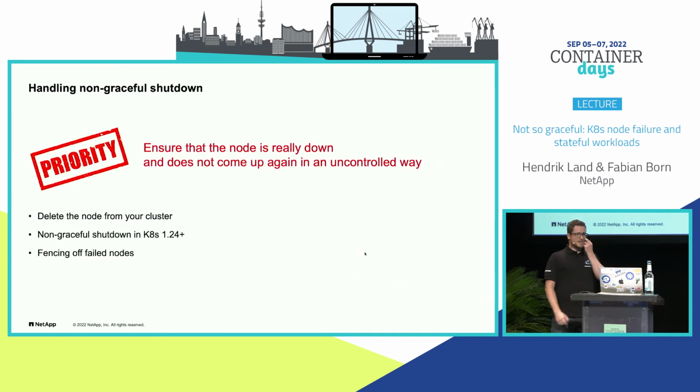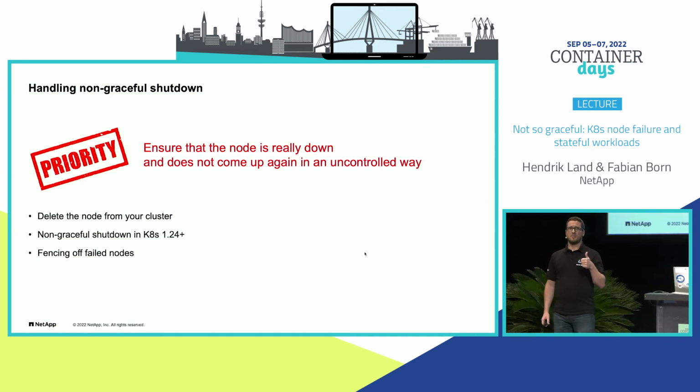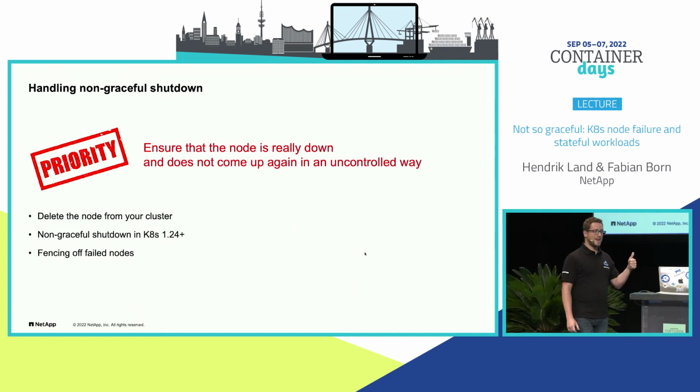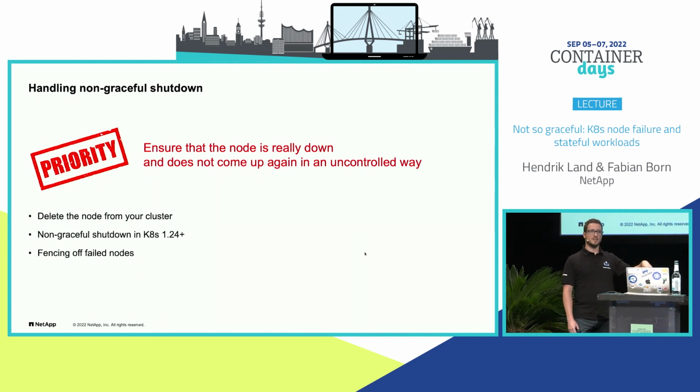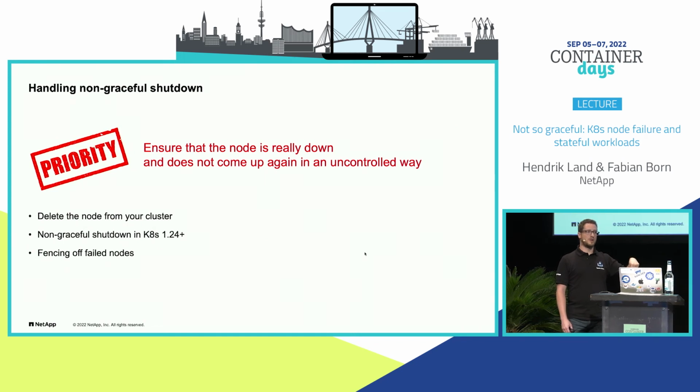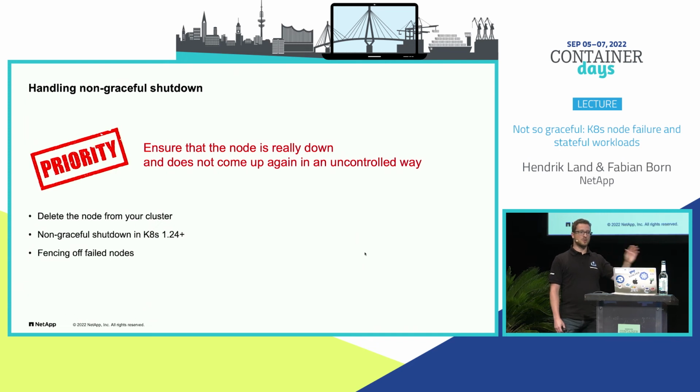So how do we handle that? And there's one important thing here. Whatever you do, make sure that this node is actually down. Because as you saw, the containers just stay up and running. They just continue writing to that volume. And the only way to prevent that is to actually shut down the node. Right? Physically shut it down if it's bare metal, shut down a VM, whatever you have. Make sure it's shut down.